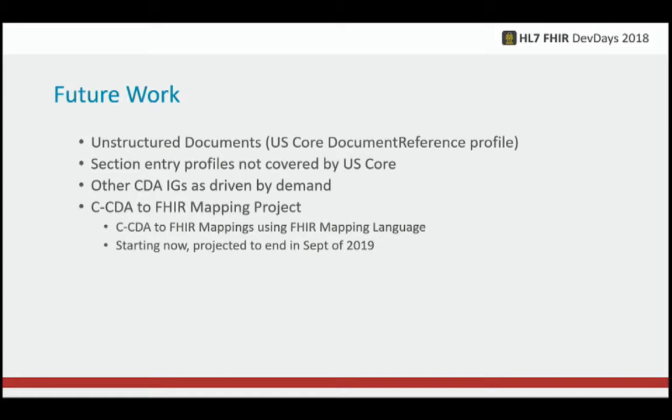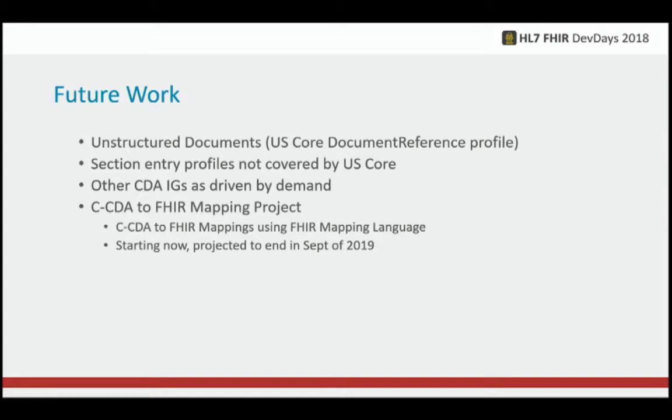So we expect that C-CDA to FHIR mapping project to pick those up and start addressing them. Again, by the end of the project scope, September 2019, we hope to have mappings for everything that's at least really clinically relevant. We understand there's probably a few profiles out there in C-CDA that no one's ever implemented and probably never will. So we may not get to all those, but the goal is that anything that's actually been in use, we do want to have profiles made for them that ideally map what was done in CDA, at least in terms of terminology and cardinality.